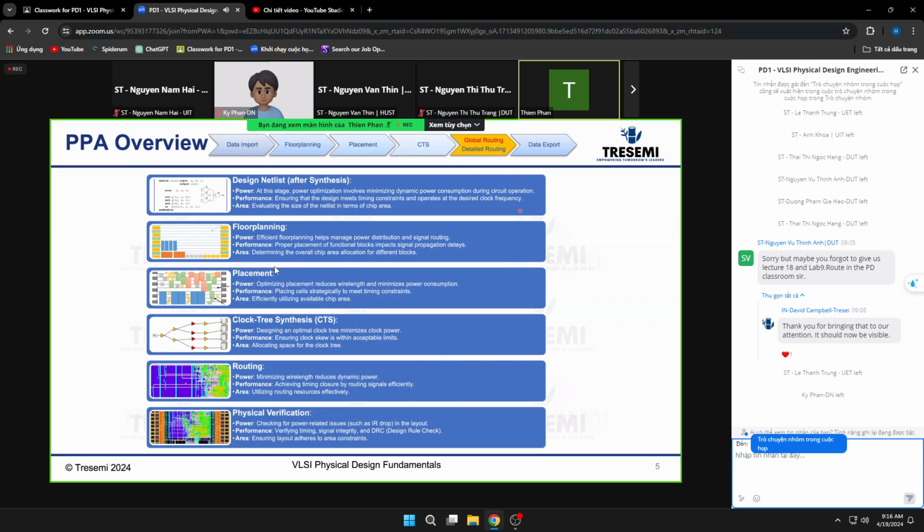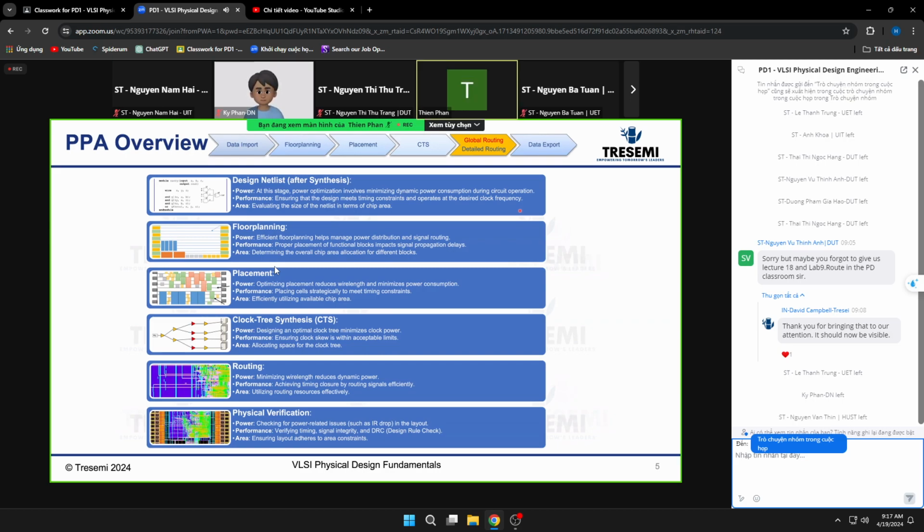So I think we talked about the importance of PPA, right? That's very much the ultimate goal of what we try to do, that we come up with a design at the end that has the lowest power, highest performance, and the smallest area, right? And this is an overview of the PPA throughout the flow, right? So every step we try to focus on certain areas unique for that step, right?